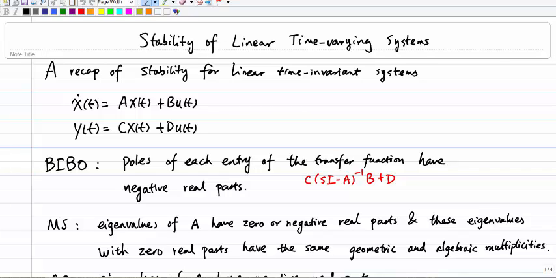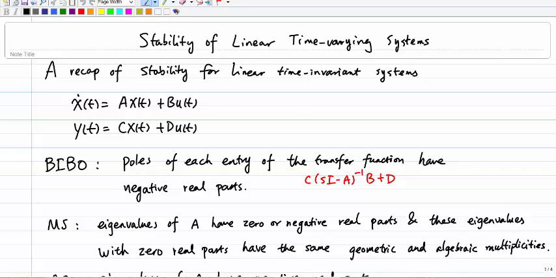In this video, I'm going to talk about stability for linear time variant systems. In the previous two videos, I talked about the stability for linear time invariant systems. So I talked about both the input-output stability as well as the internal stability.